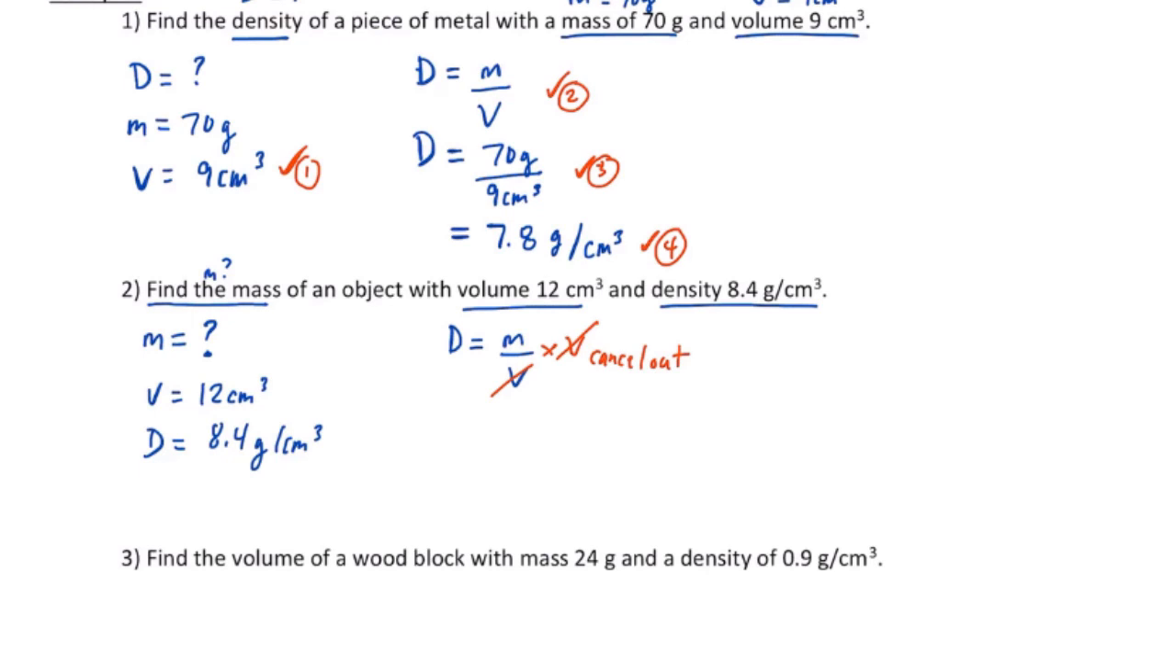If they cancel out, then I'm left with M alone on that side. Just remember that because this is an equation, whatever I do to the right-hand side, I have to also do to the left-hand side. So now I've got a new version of the formula. Let me write that out again. I've got V times D equals M. And now because the M is alone, I can solve it.